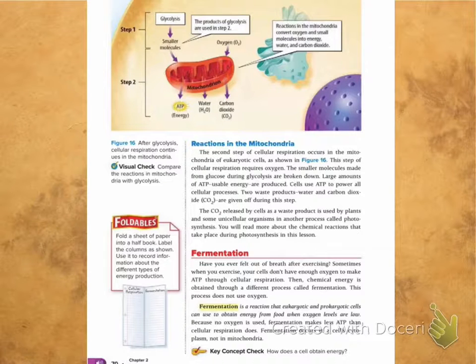Fermentation. Have you ever felt out of breath after exercising? Sometimes when you exercise, your cells don't have enough oxygen to make ATP through cellular respiration. Then, chemical energy is obtained through a different process called fermentation. This process does not use oxygen. Fermentation is a reaction that eukaryotic and prokaryotic cells can use to obtain energy from food when oxygen levels are low. Because no oxygen is used, fermentation makes less ATP than cellular respiration does. Fermentation occurs in a cell's cytoplasm, not in mitochondria.